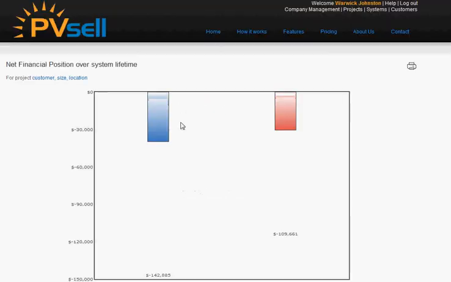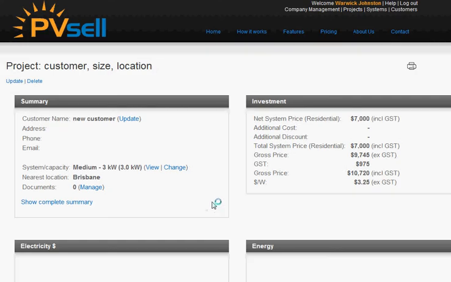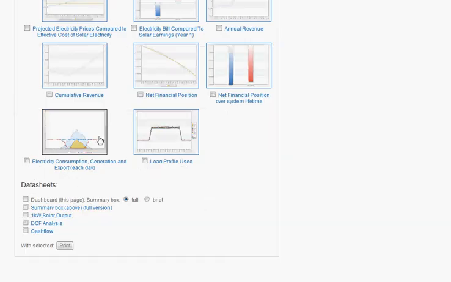A similar graph, but shown at the end of the system life instead of over each year of the system life, is the net financial position over system lifetime graph, and that just shows that same information at the end of the system lifetime. And that information, of course, accounts for your solar investment as well.